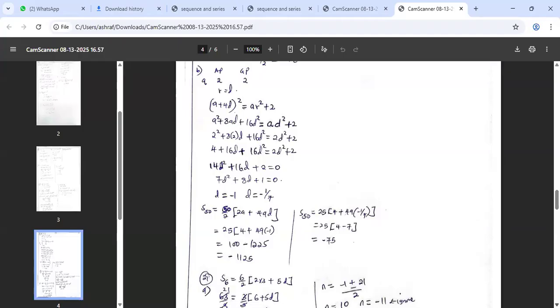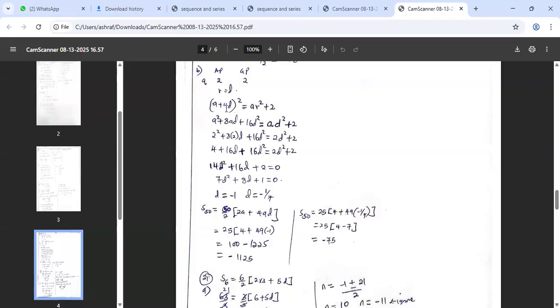Then in the other part of the question, the square of the fourth term of the AP, so there I have the square of the fifth term. The fifth term is given by A plus 4D. I've squared it. So the square of the fifth term exceeds the third term of the GP by 2. So I've written it as equals AR squared plus 2.